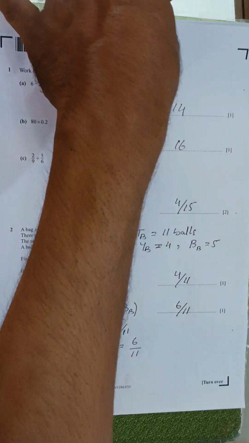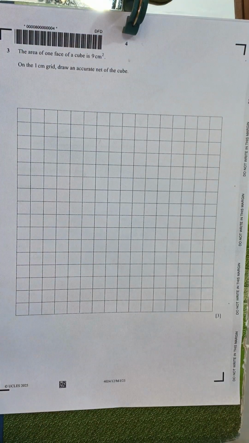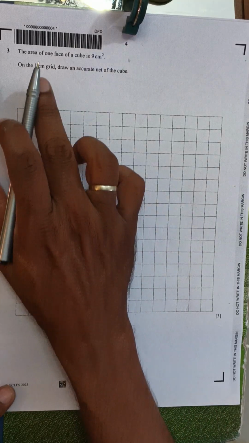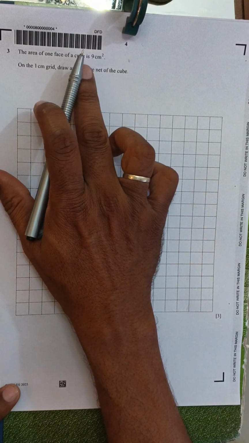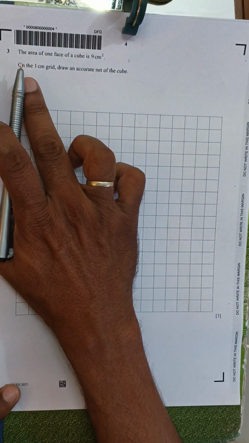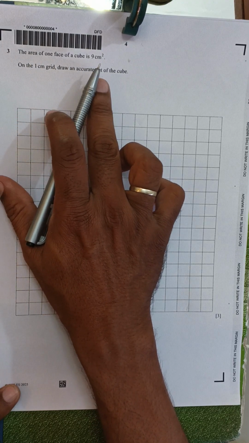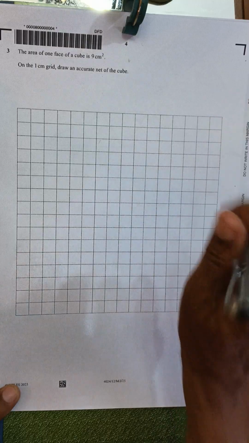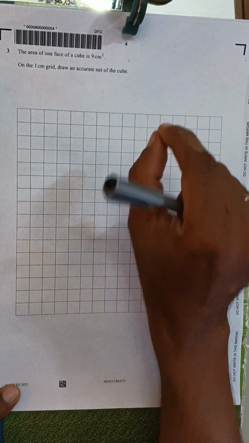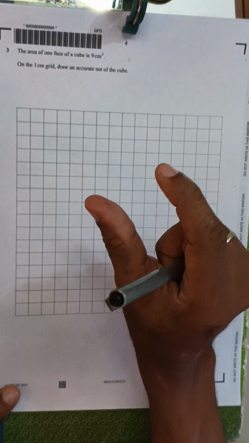Next question. Question number 3. The area of one face of a cube is 9 centimeter square. On the 1 centimeter grid, draw an accurate net of the cube. First of all, students, you know that the cube has 6 sides.